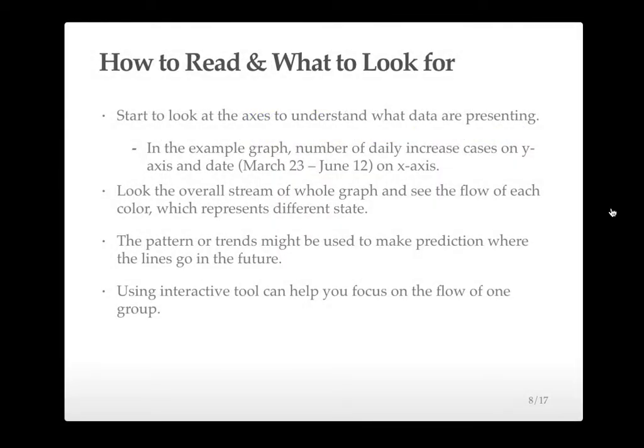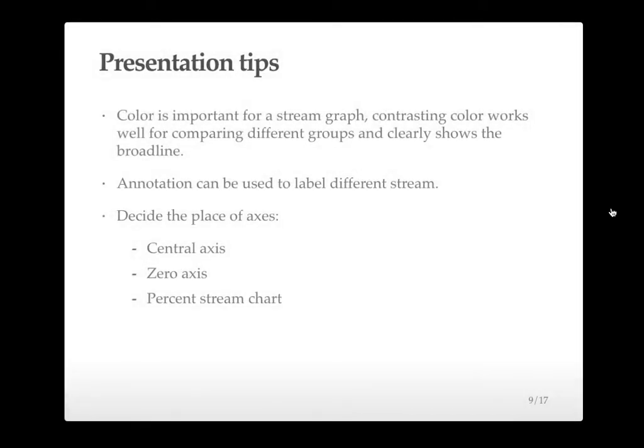So for a stream graph, we can start by looking at the axis to understand what data are presented. And we can look at the overall stream of the whole graph and see the flow of each color, which represents a different state. And the pattern of trends might be useful to make predictions of where the line is going in the future. And using the interactive tool can help us focus on the flow of a certain state or group you are more interested in.